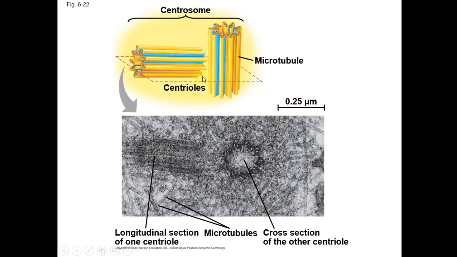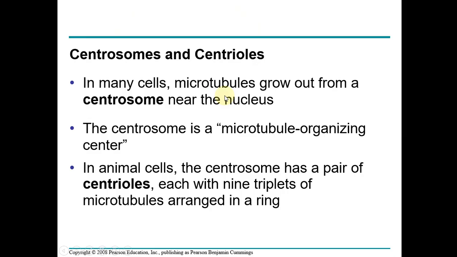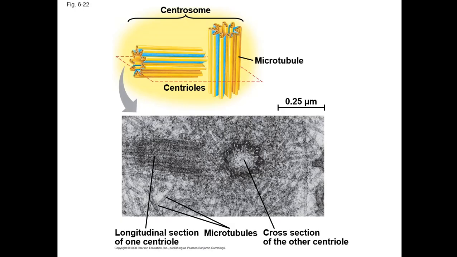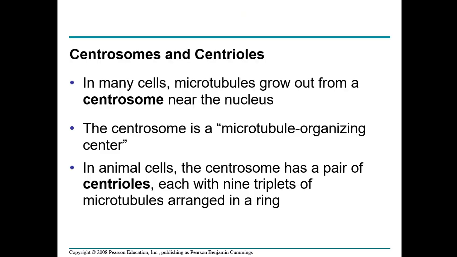9 triplets na microtubules. Ito yung buong centrosome. Sabi ko nga, it's the organization of microtubules. Centrosome. Centrioles yung dalawa. Okay? Pag sinabing centrioles, it's a pair, okay, of microtubules. A pair of microtubules which are triplets, 9 triplets of microtubules.